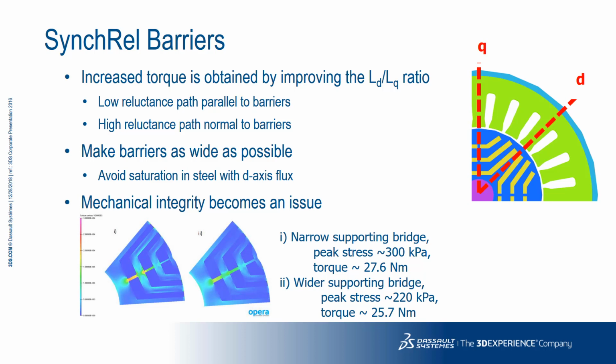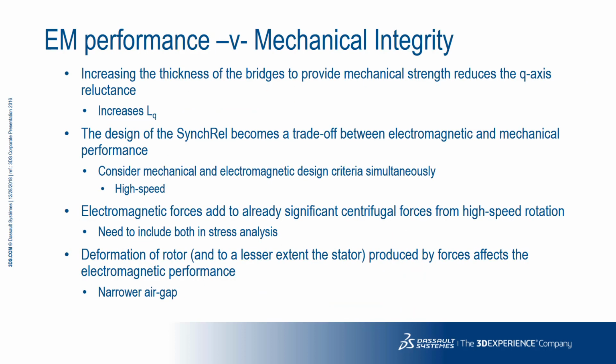The wider supporting bridge reduces the peak stress from 300 to 220 kPa, as you might imagine, but this does also reduce the torque from 27.6 Newton meters to 25.7 Newton meters. So you can see there's a trade-off in the geometrical design between mechanical integrity and operating torque. Obviously this happens because you're affecting the LD-LQ ratio. As you increase the thickness of the bridges to improve mechanical stiffness, you reduce the reluctance on the quadrature axis.